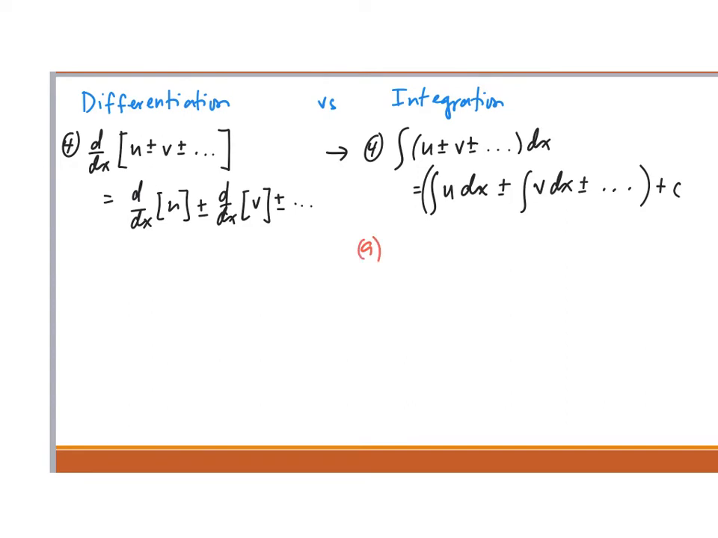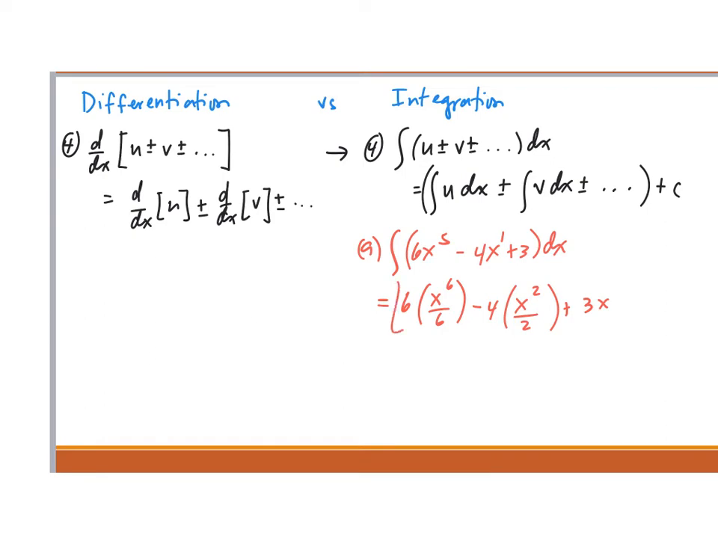Let's take some examples. So here, we just get the integral of the individual terms. So the first one would be 6 x to the 6th over 6 minus 4, this is x to the power of 1, so it becomes x to the power of 2 over 2, plus the integral of a constant will just be that constant times x. And then all of these will have our plus c. So this is simplified as x to the 6th minus 2x squared plus 3x plus c.